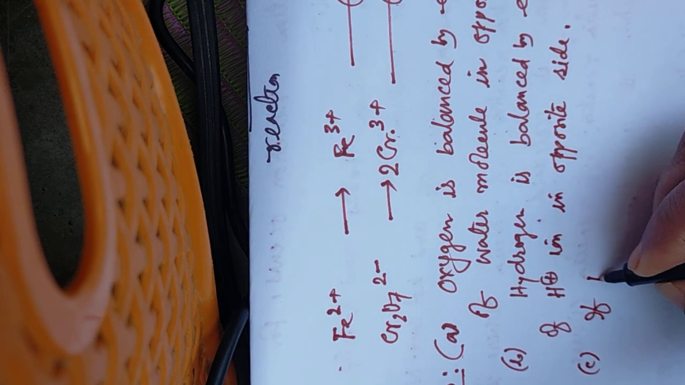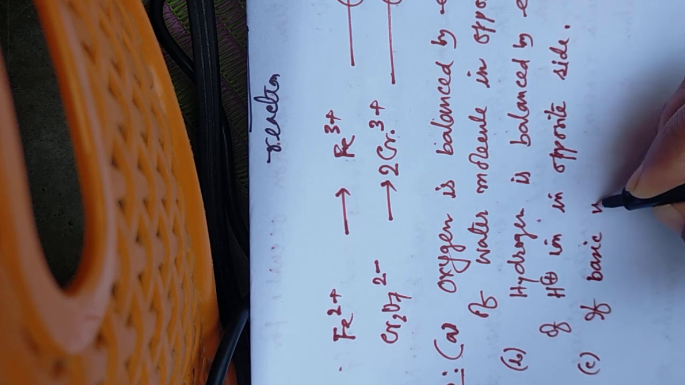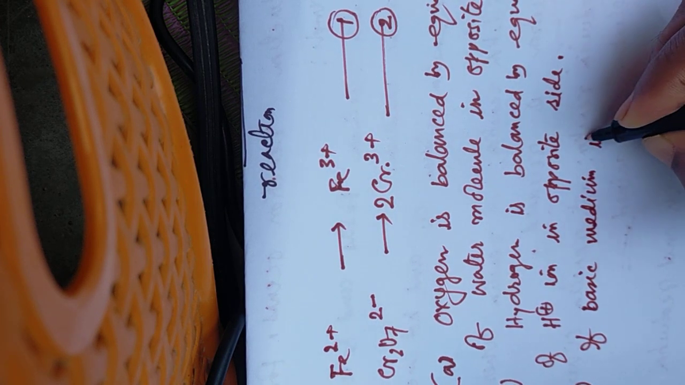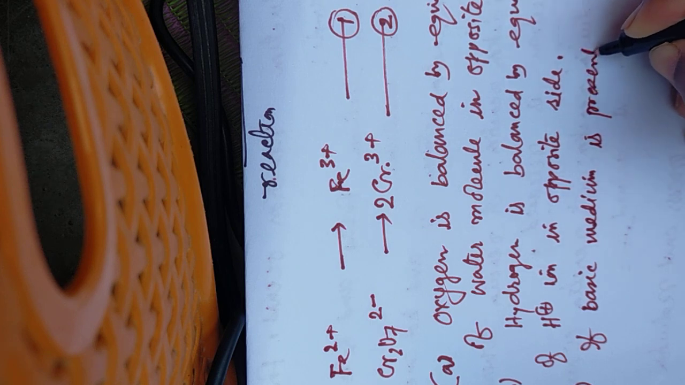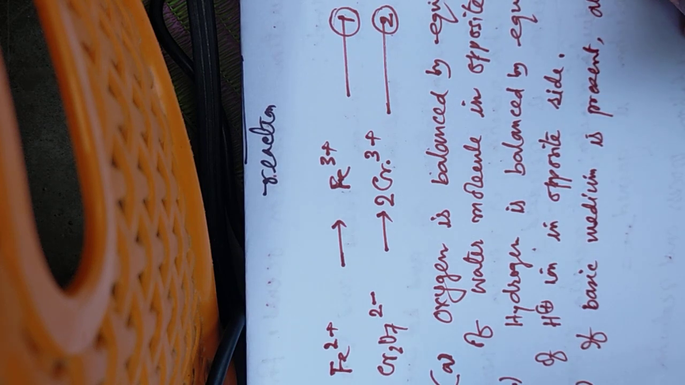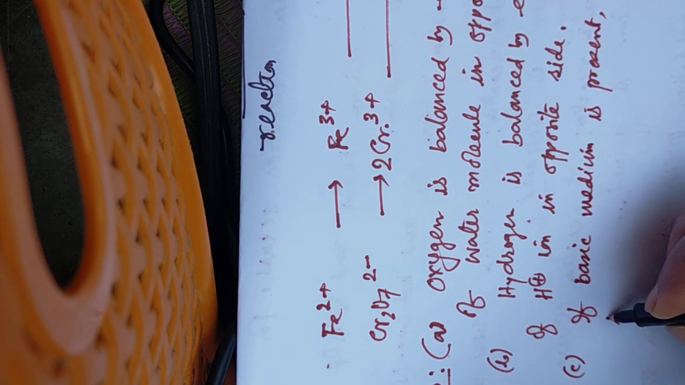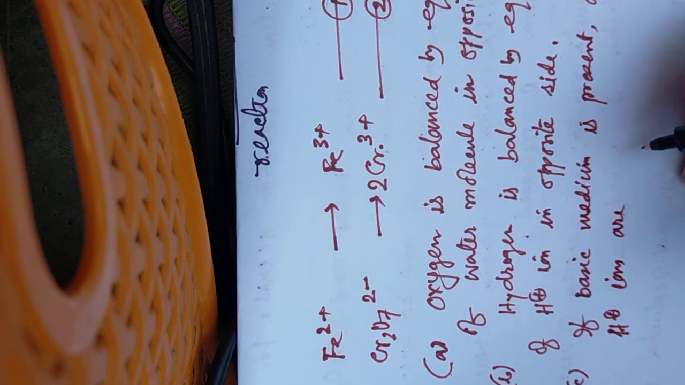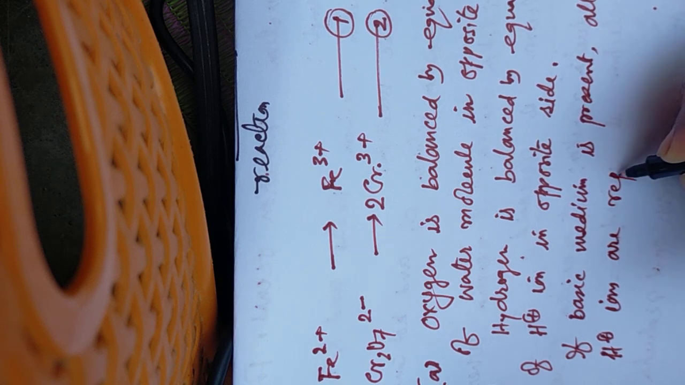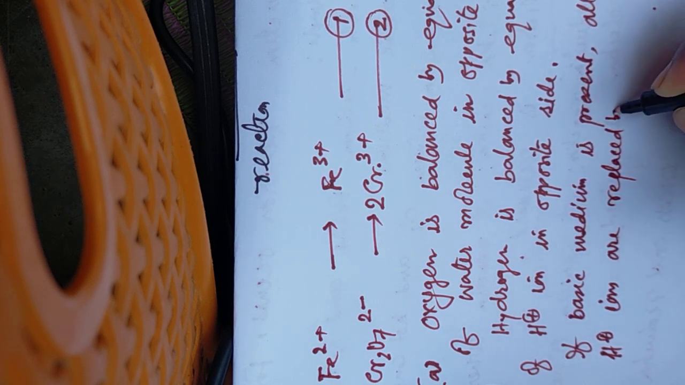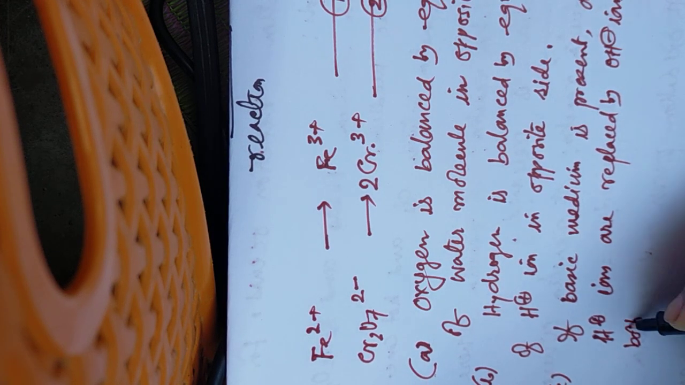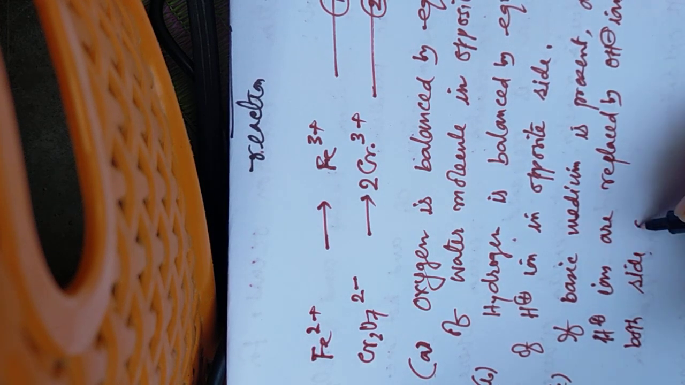Rule C: if basic medium is present, all the H+ ions are replaced by OH- ions on both sides of the equation.